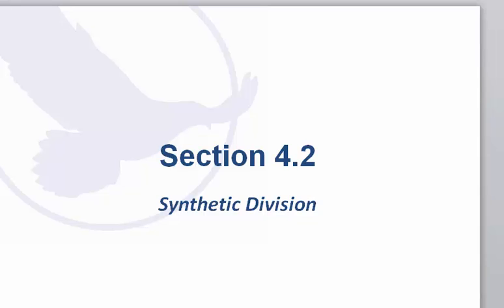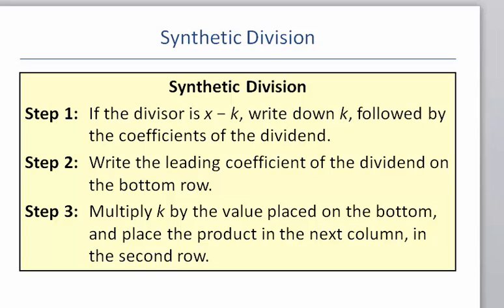We will now continue with section 4.2, discussing synthetic division. Our procedure table for synthetic division says, step 1, if the divisor is x minus k, write down k, followed by the coefficients of the dividend. Step 2 is to write the leading coefficient of the dividend on the bottom row. And then step 3 is to multiply k by the value placed at the bottom and place the product in the next column in the second row.